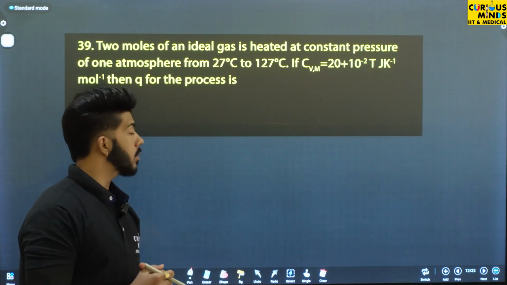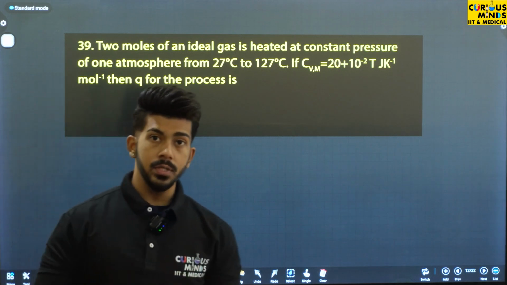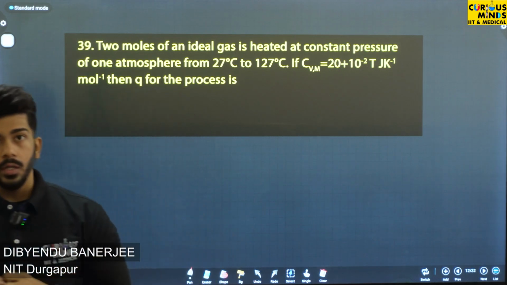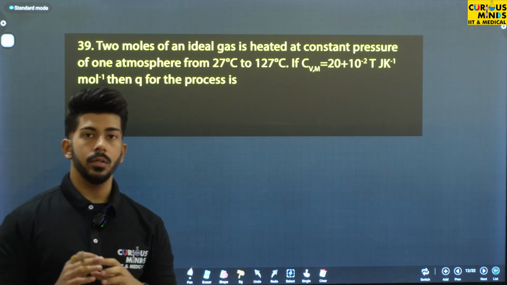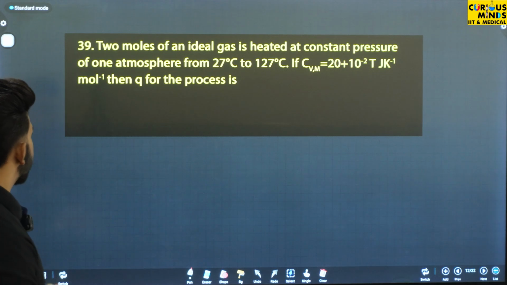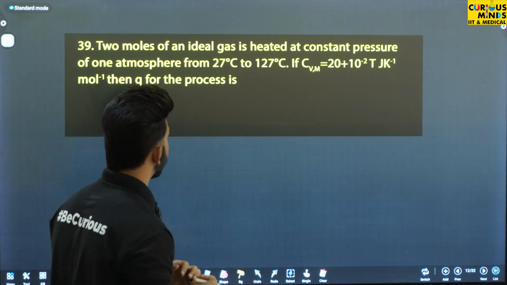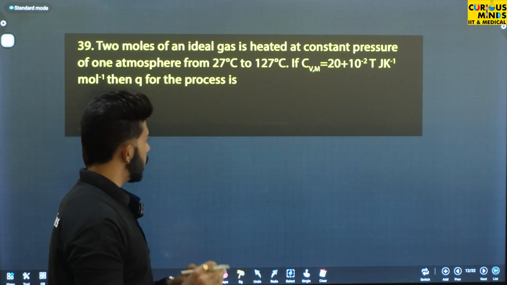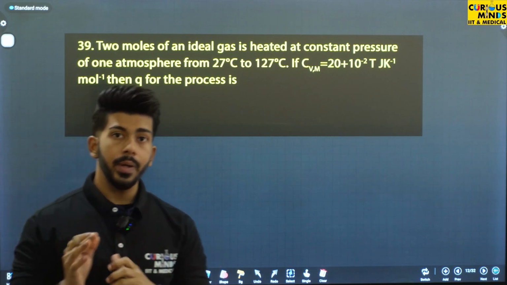As you might see, the question number is 39 which is the module's number, but actually for this series the question should be 12. Now you can see the question on board and this is a very interesting and good question where integration is needed. Now let's read out the question. 2 moles of an ideal gas is heated at constant pressure of 1 atmosphere from 27 to 127 degrees centigrade.